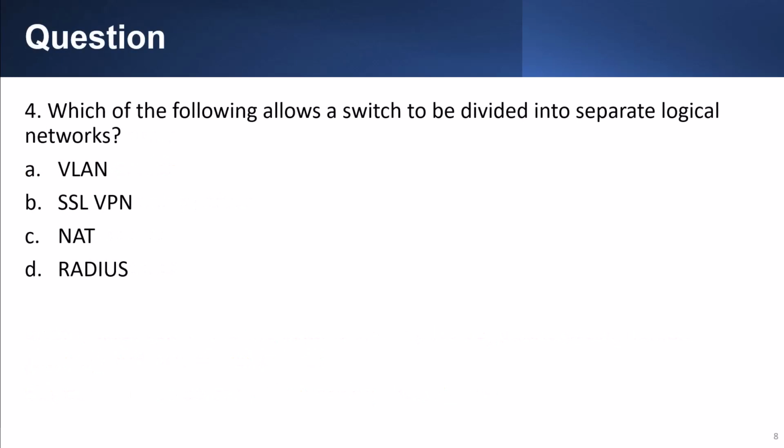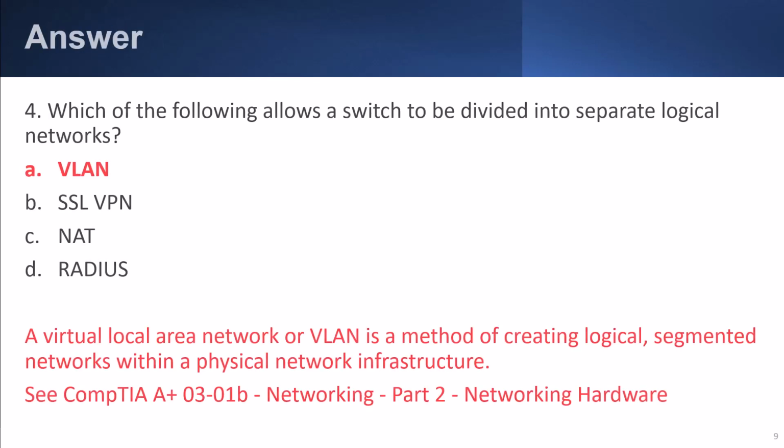Question 4. Which of the following allows a switch to be divided into separate logical networks? Answer: VLAN. A virtual local area network, or VLAN, is a method of creating logical segmented networks within a physical network infrastructure.